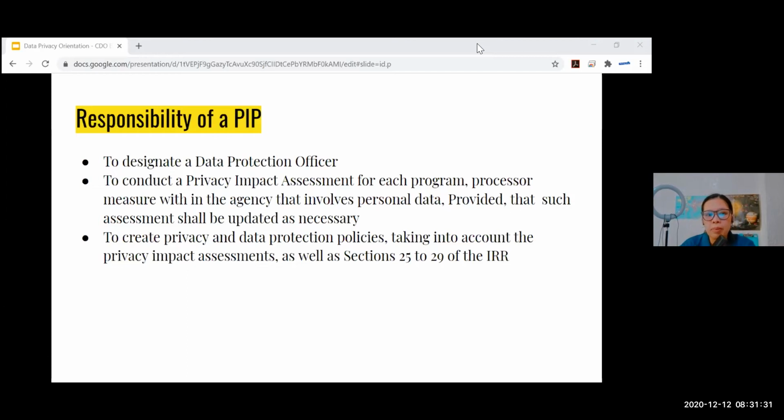Next is to also create privacy and data protection policies. This is taking into account the privacy impact assessment, as well as sections 25 to 29 of the IRR. So what this really talks about is that as startups, as PICs, as PIPs, we cannot create policies if we have not done the PIA. Okay, so prior to us doing any privacy policies, privacy notice, all of that, before we even do that, we are required to do the PIA. That is the flow of the guidelines mentioned in the advisory. What always comes first, going back, is the PIA.